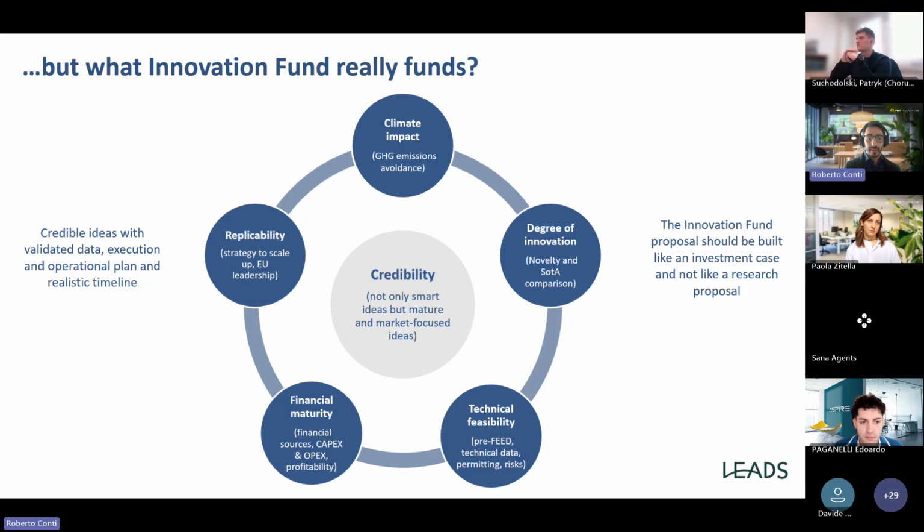So we can summarize that the Innovation Fund finances credible ideas with validated data, a strong execution and operational plan with a realistic timeline. And then it's crucial to remember that the Innovation Fund proposal should be built like an investment case and not like a research proposal. It's the reason why we need to bridge the gap between a Horizon 2020 proposal and Innovation Fund, which have quite different focuses.